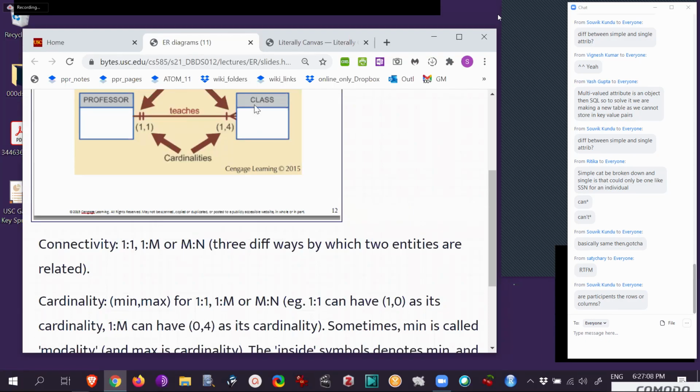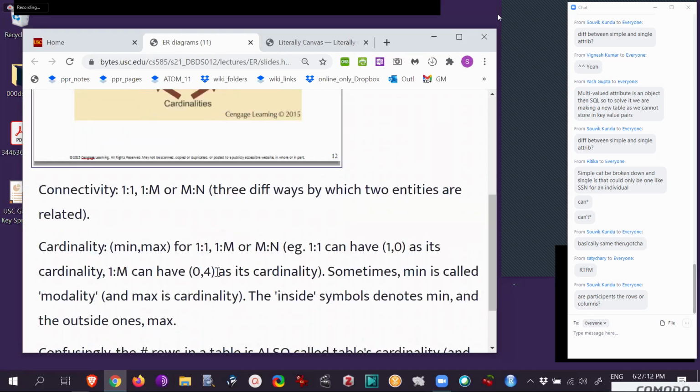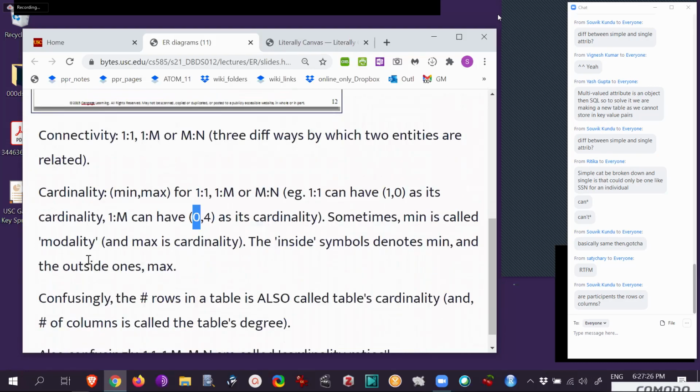So 0 means I don't have to teach any course. 4 means I have to teach maximum courses. So min, sometimes the lower value, is called modality. This value is called modality. This value is called cardinality. We call the whole thing cardinality, but sometimes it's very confusing. Only max is called cardinality. Min is called modality. And then this is the most important thing.